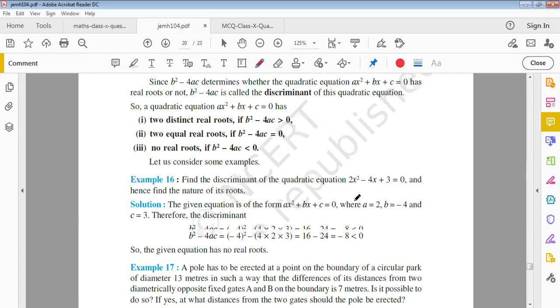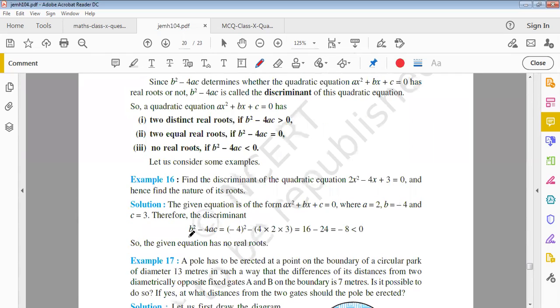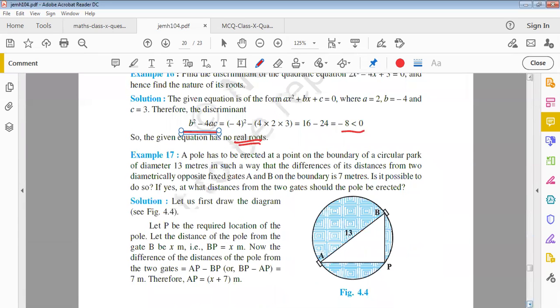Find the discriminant of this one. Already we have learned the discriminant, b square minus 4ac. Where b square minus 4ac, when we got minus 8, it means which is less than 0. Which is less than 0, no real roots are there. No real roots. Got it, ma? Yes, sir.